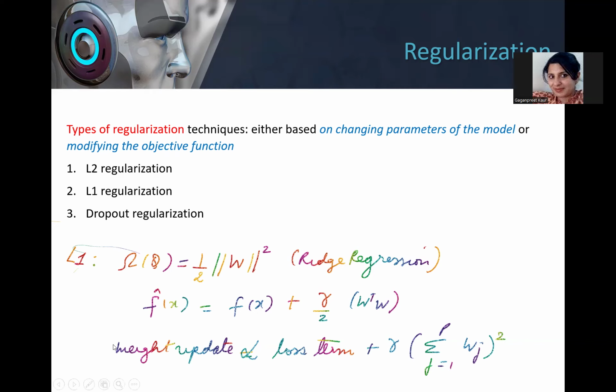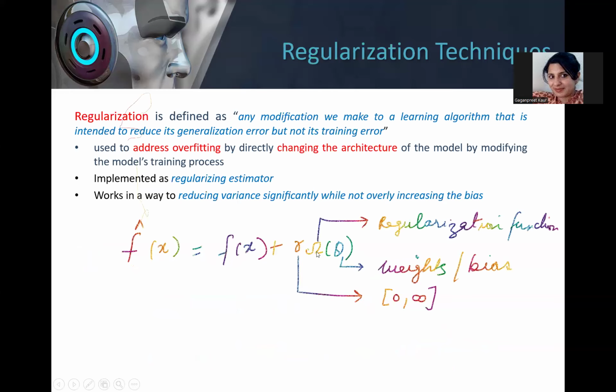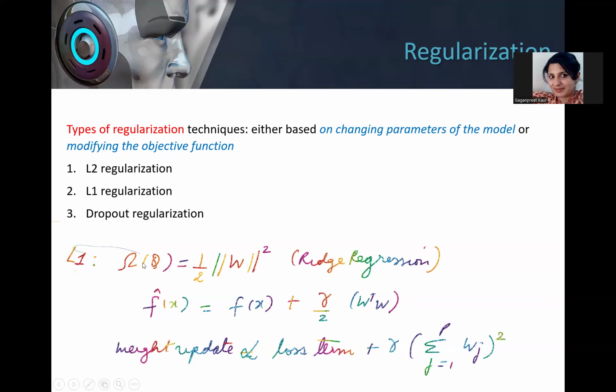Let's briefly go through this. Now L1 regularization, which is also known as ridge regression, or it is called weight decay regression. So this is my function, that is my regularization function gamma of weights. So theta in my case is weights. So gamma of W basically. We are not taking biases. So it is nothing but the average of the square of the weights.